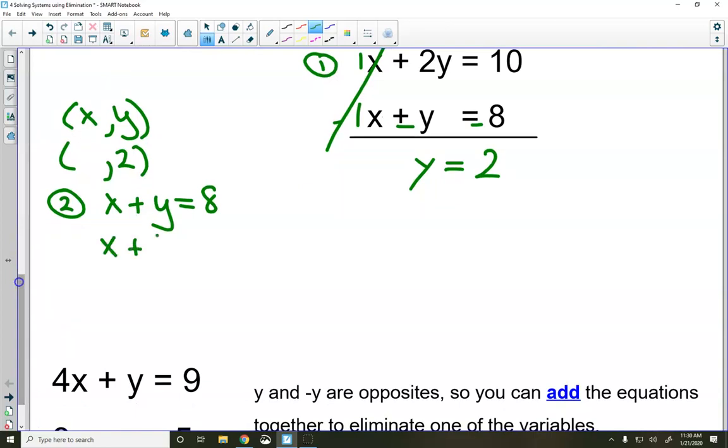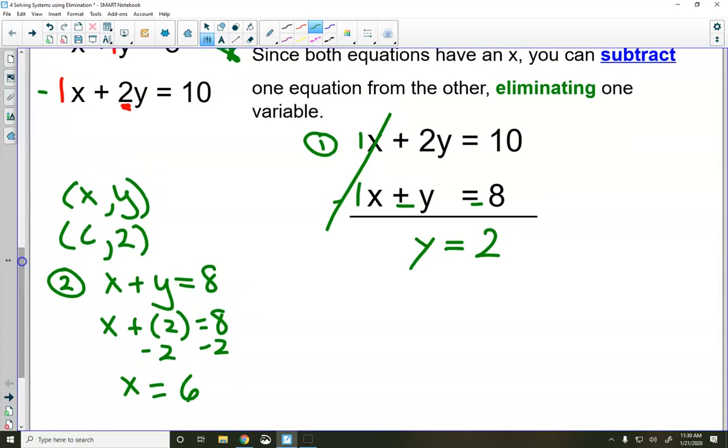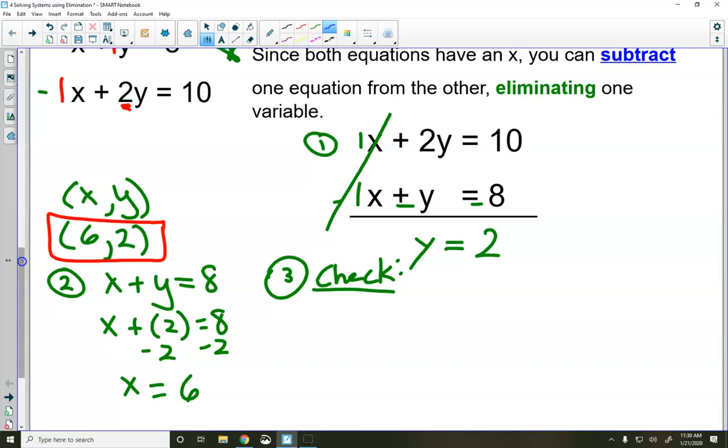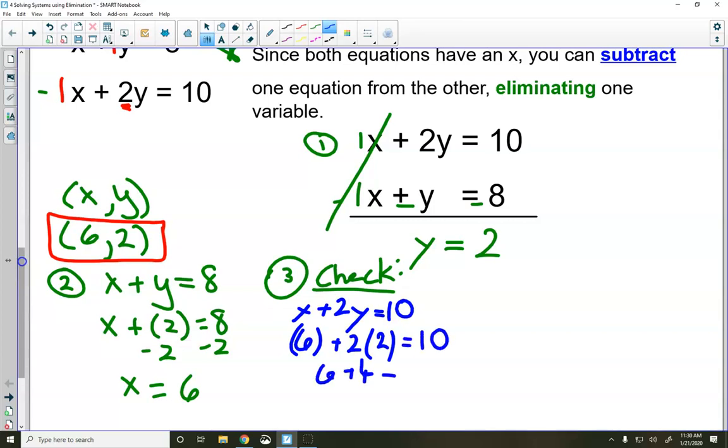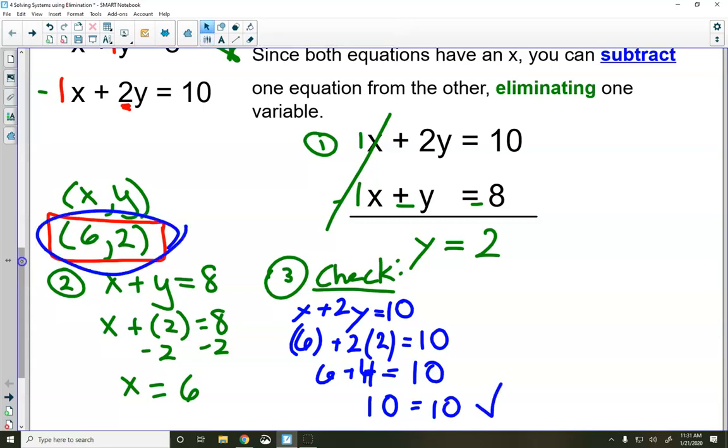So we have x plus 2 equals 8. Subtract 2 from each side. We get x equals 6. So now we know that our answer should be 6 comma 2. Part 3, we just have to check. Now, because we used the top, we now have to use the bottom. So we have to use the x plus 2y equals 10. So we have 6 plus 2 times 2 equals 10. We have 6 plus 4 equals 10. And 10 is obviously equal to 10, which proves that we were right. It is 6 comma 2 is our answer.